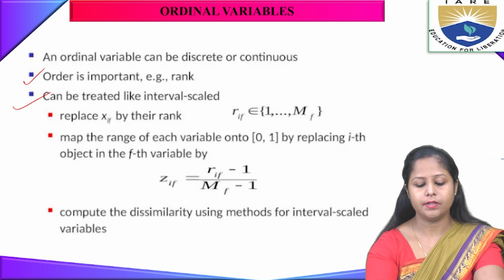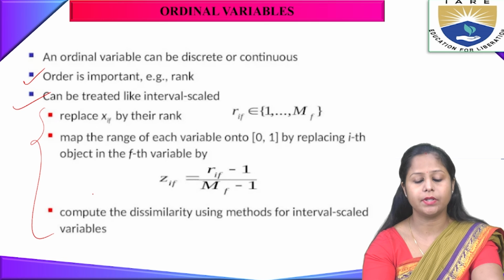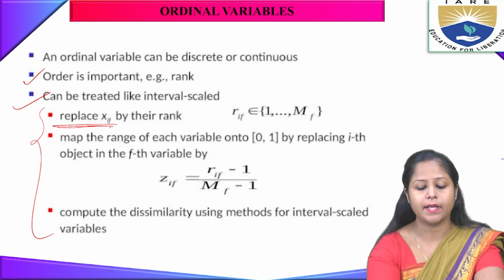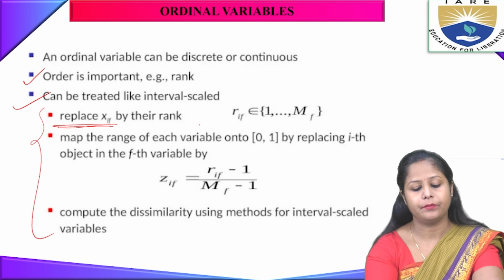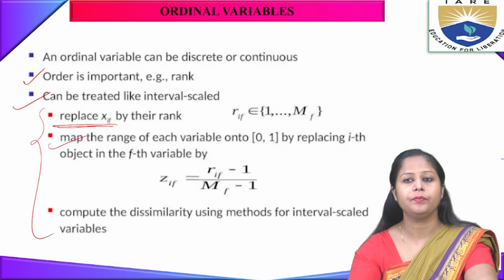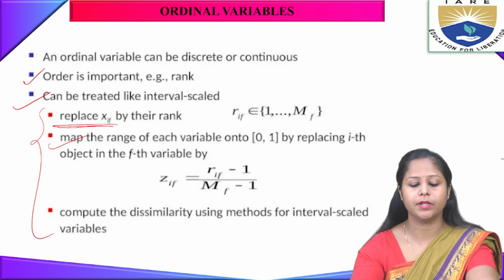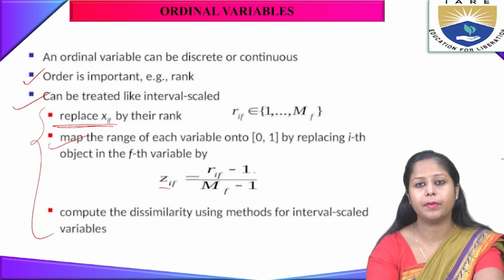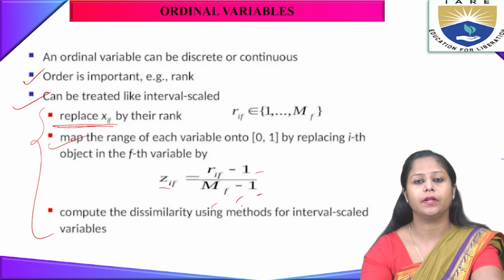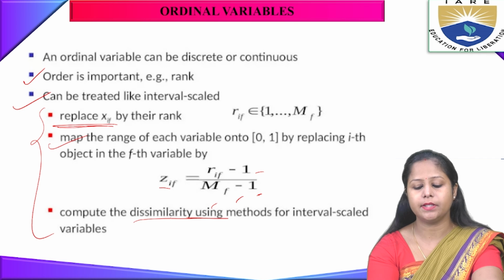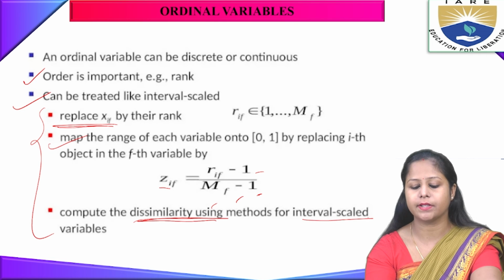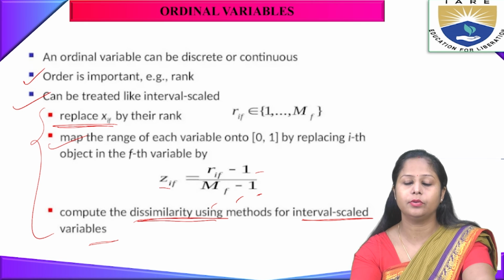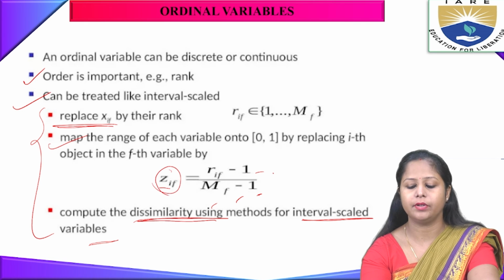So this is the example. These are the steps we need to do for ordinal value finding. We need to replace x_if by their rank. Then we map the range of each variable into [0, 1] by replacing the i-th object in the f-th variable. So what is the formula for that? z_if is equal to (r_if minus 1) upon (M_f minus 1). So we need to compute the dissimilarity using this method for the interval scaled variables. If you are having some interval variables, then we need to apply this formula for that.